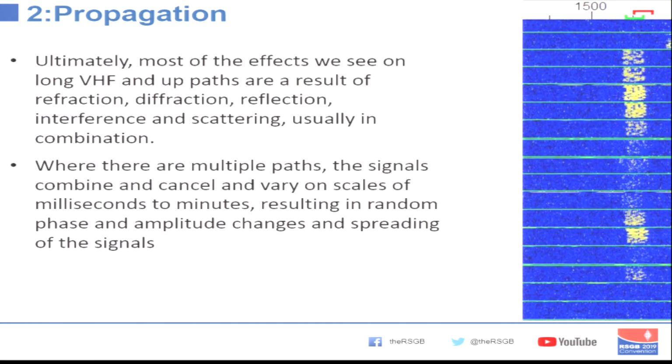But ultimately, most of the effects that are messing up the decoding of digimode signals are to do with things that are happening in the atmosphere. The usual thing people say is refraction, diffraction, reflection, interference, and scattering. Well, they're all sort of related to the same thing. There's multiple paths out there. Things combine and cancel. You get phase changes, you get amplitude changes, and it messes the signal up. So things fade in and out.